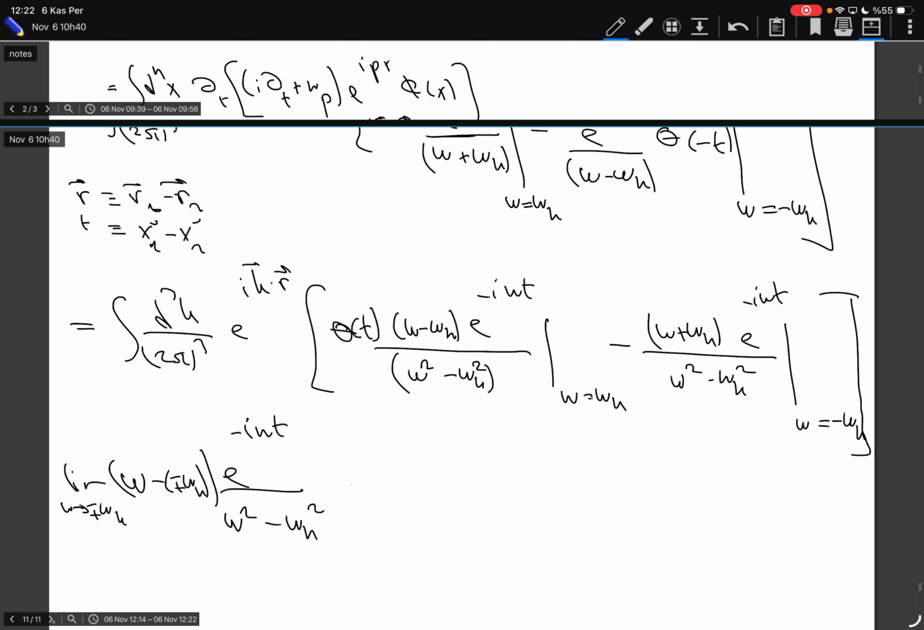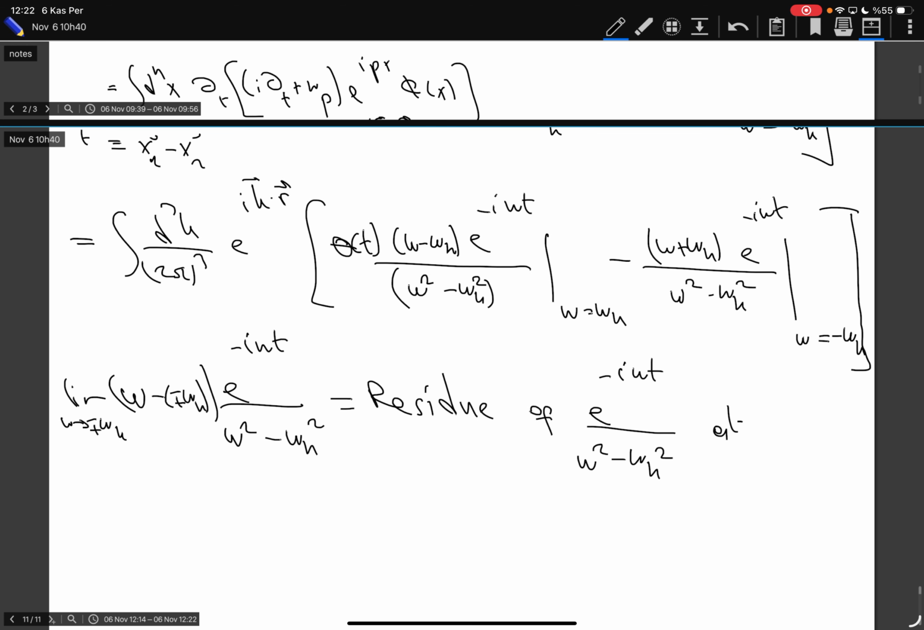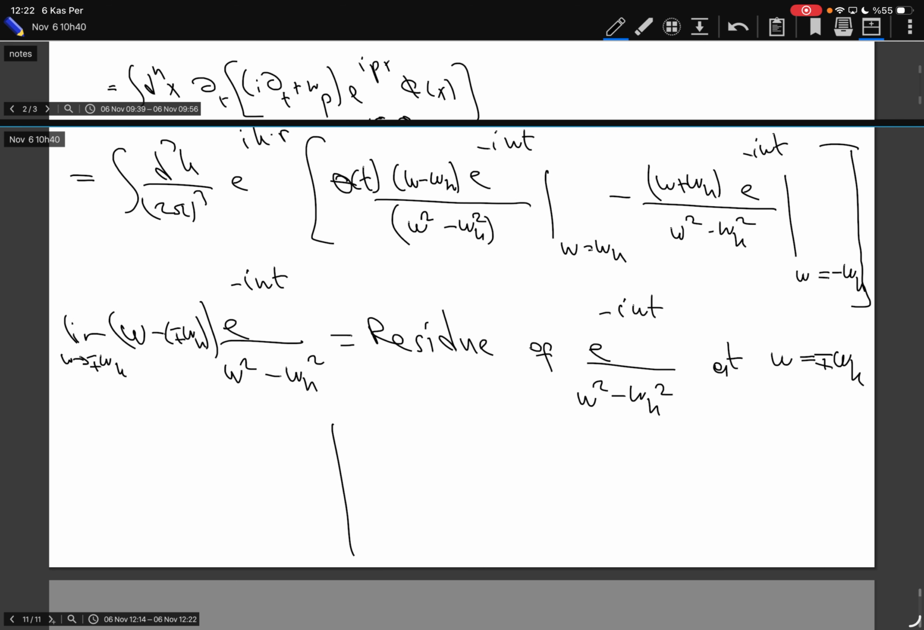But this is nothing but the residue of e to the power minus i omega t divided by omega squared minus omega k squared at omega equal to plus or minus omega k. So I can actually use contour integration. Let me imagine a contour. Let's say this is the integration variable. I will call it k0. I'm just giving it some name. And I should have a residue at omega equal to omega k.